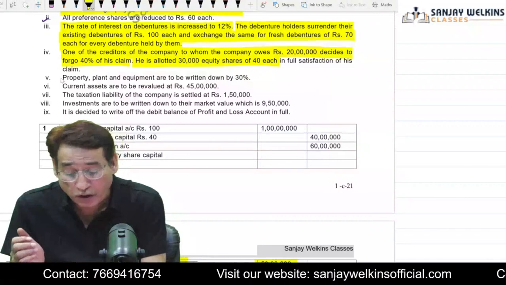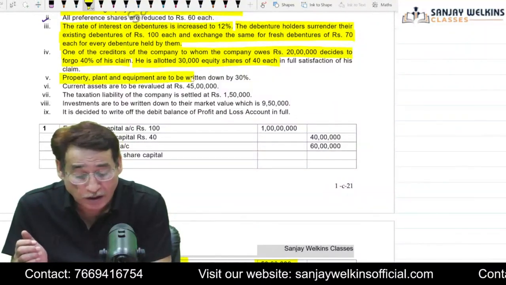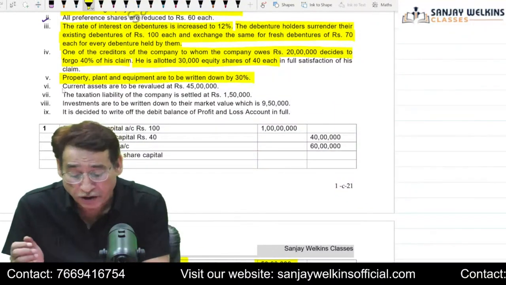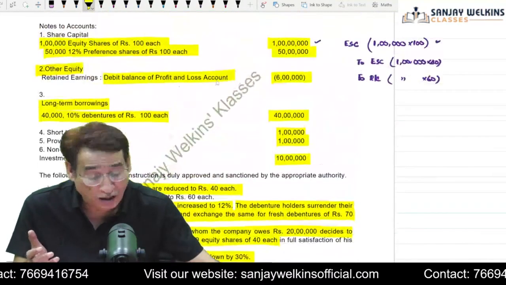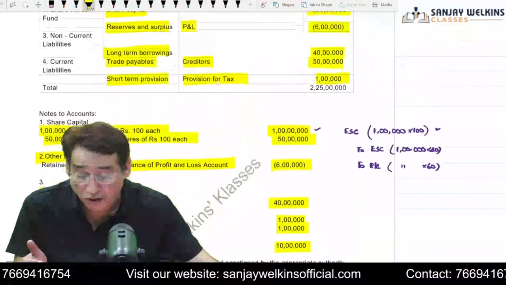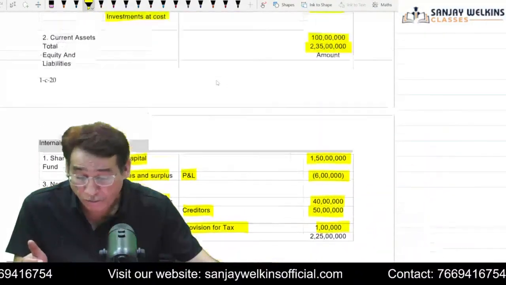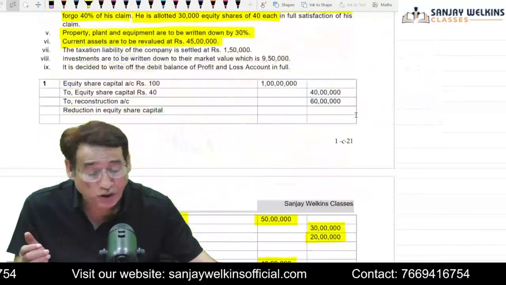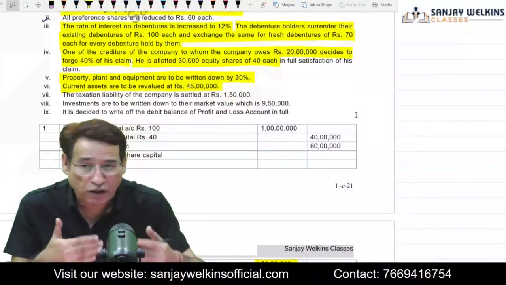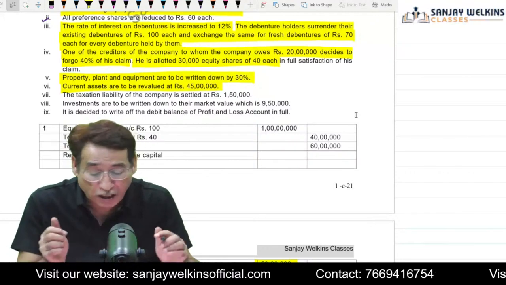Besides that, in this particular question, it is given that property, plant and equipment is written down by 30%. You can manage it. Current assets are to be revalued at 45 lakh. Current assets in the balance sheet are given to you at a figure of 100 lakhs. So now current assets have been valued at 45 lakh, which means current assets will come down by 55 lakh. You will have to write them off.